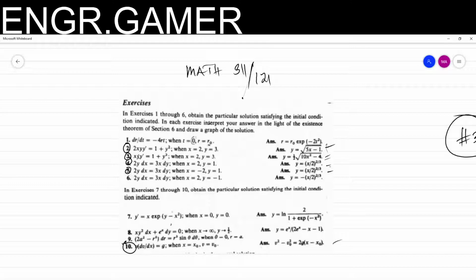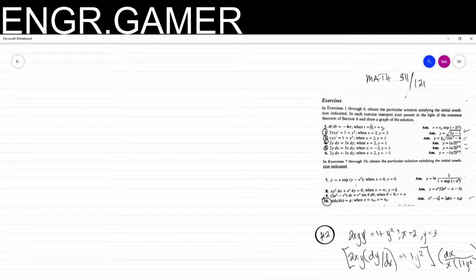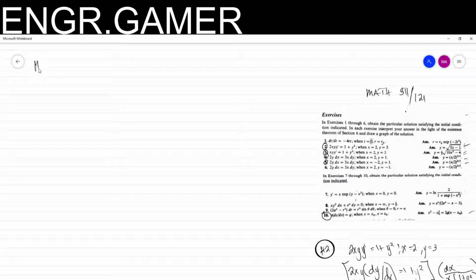So number 4 is we have 2y dx is equal to 3x dy. When x is equal to 2, y is equal to 1. So number 4, dito natin sulat. Okay? At least makita natin siya. We have 2y dx is equal to 3x dy.